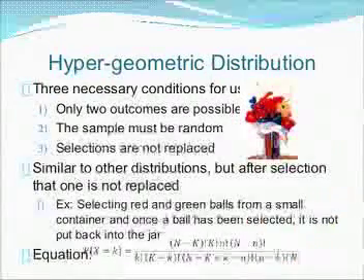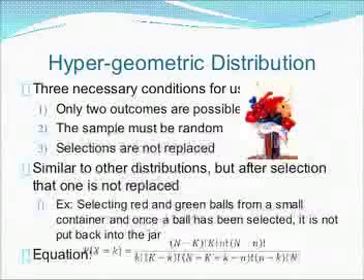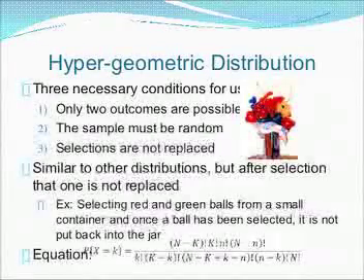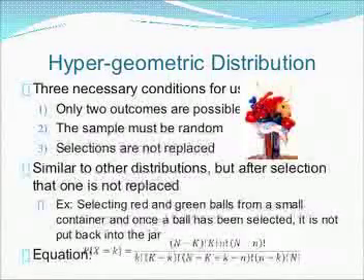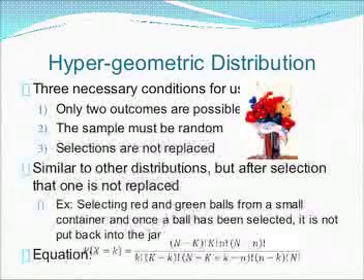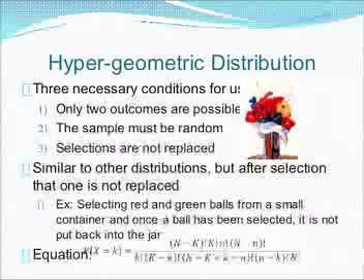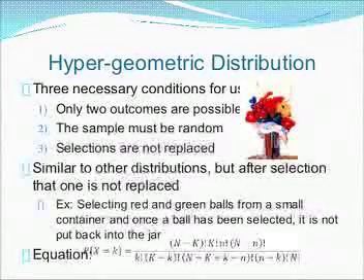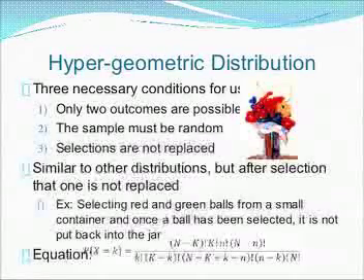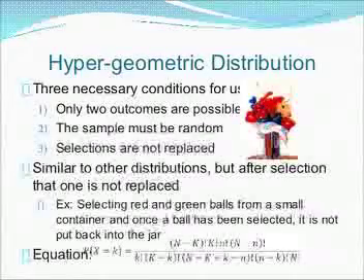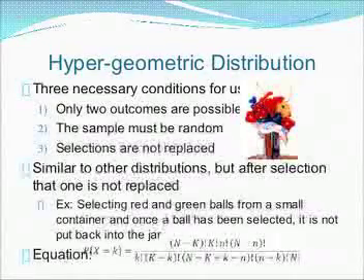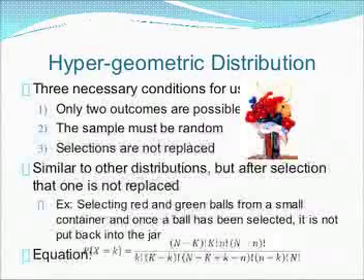The last type of distribution we'll be talking about is the hypergeometric distribution. To use this distribution, there are 3 necessary conditions. Only 2 outcomes are possible, the sample must be random, and selections are not replaced. In other distributions, the number of possibilities remains constant, but in a hypergeometric distribution, selections are not replaced, which means the number of possible selections decreases. For example, in selecting red and green balls from a small container, once a ball has been selected, it is not put back in the jar. The equation for the hypergeometric distribution can be seen below.